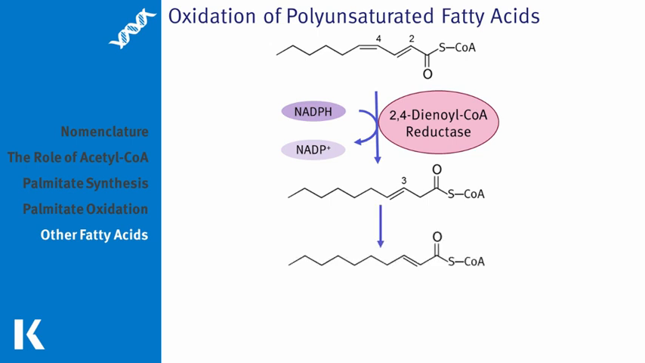An isomerase then converts this to a carbon 2, carbon 3 double bond. This substrate is now familiar, and reacts through beta oxidation starting at the second step again to break down the fatty acid chain and produce molecules of acetyl-CoA.